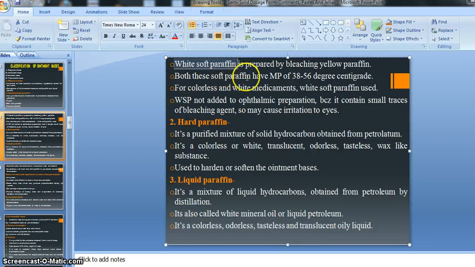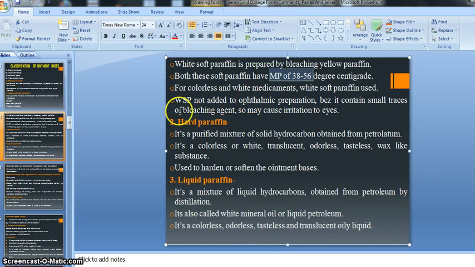Both these paraffins have a melting point of 38 to 56 degrees centigrade. So there is a specific constant temperature given, that is MP, meaning the melting point, right? Our soft paraffin or petrolatum has a melting point of 38 to 56 degrees centigrade. So you should remember this melting point.